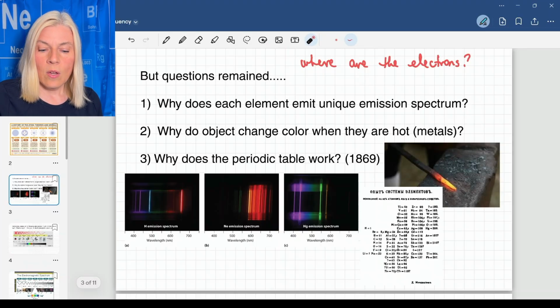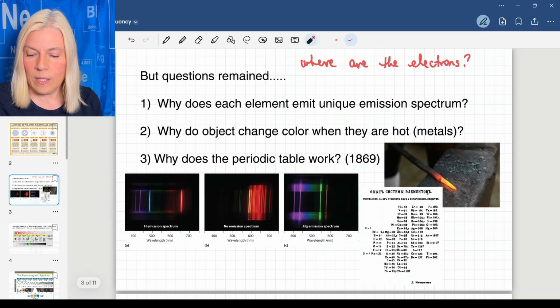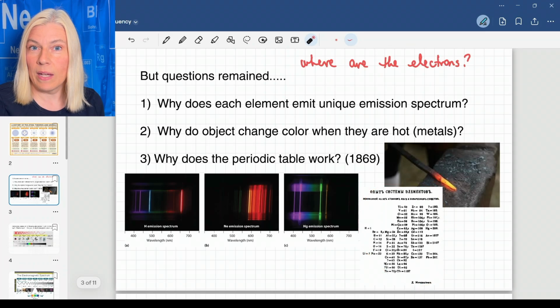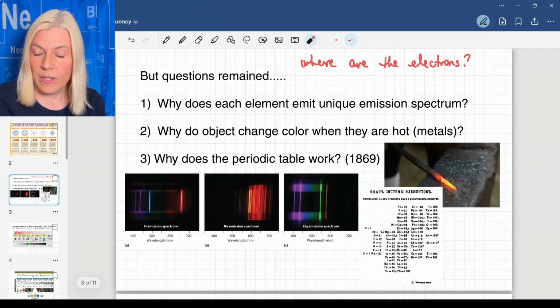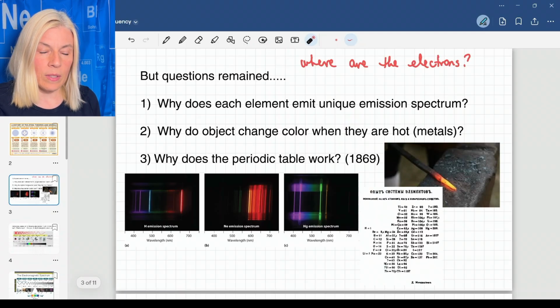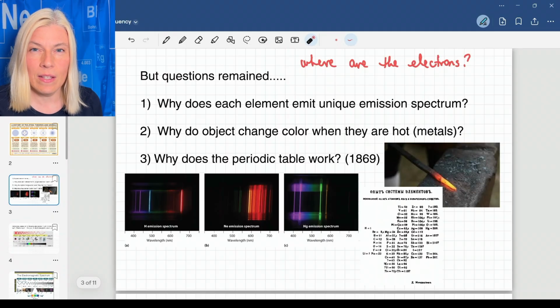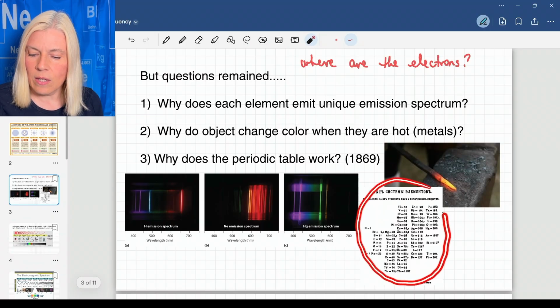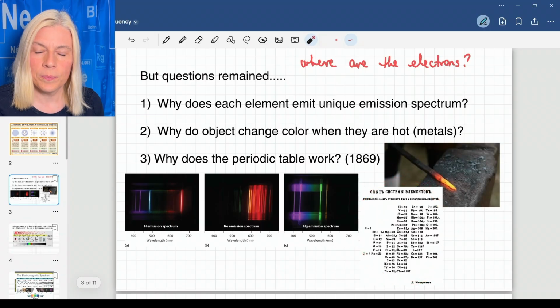Also, why does the periodic table work? The periodic table was developed in 1869 by Dmitry Mendeleev in Russia. And remember, we're talking about 1910, 1911, the nuclear model of an atom. This is about 40 years. But yet, we still don't understand why this periodic table works.